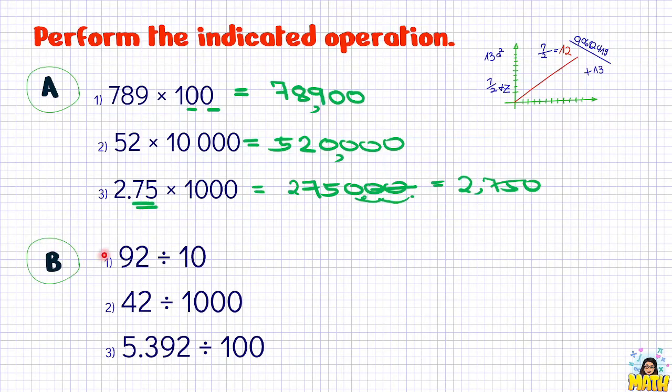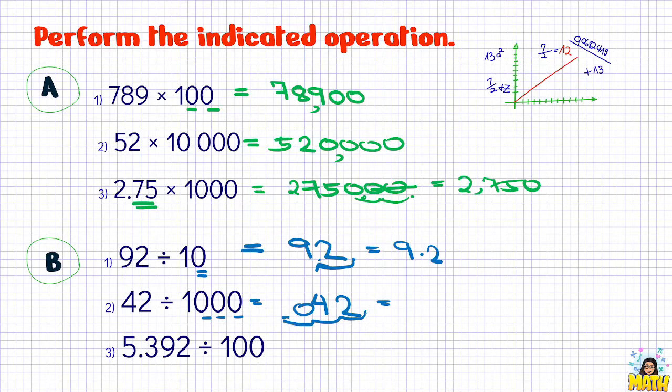While for part B, we're going to divide these numbers by powers of 10 pa rin. So dito naman, ang technique is to simply move the decimal point depende kung ilan yung zero. From 92 divided by 10, since may isang zero dyan, we simply move it once. Therefore, we're going to have 9.2. Number 2, 42 divided by 1,000. Since we have 3 zeros here, we also move the decimal point 3 places to the left. And therefore, our final answer is 0.042.